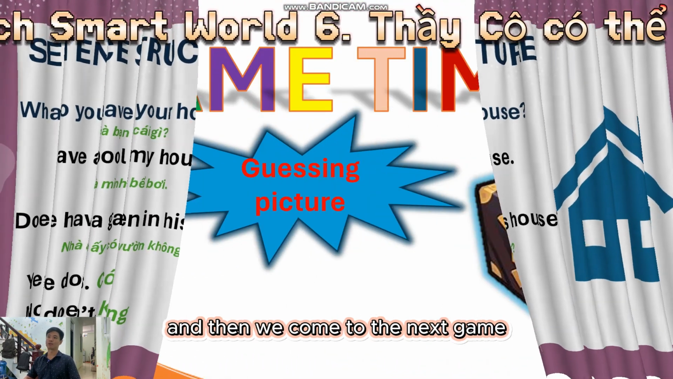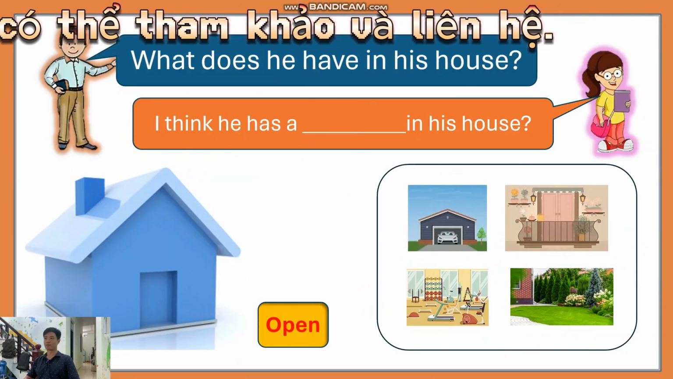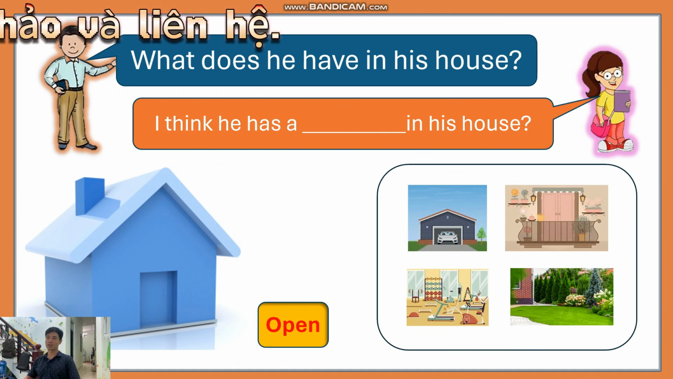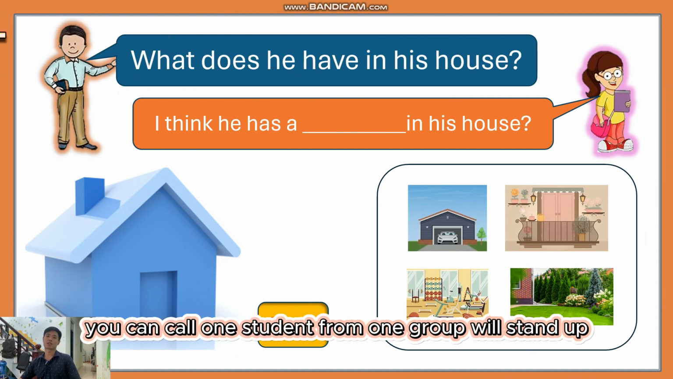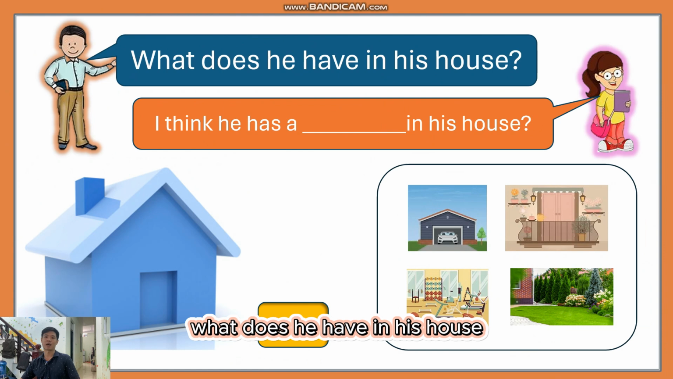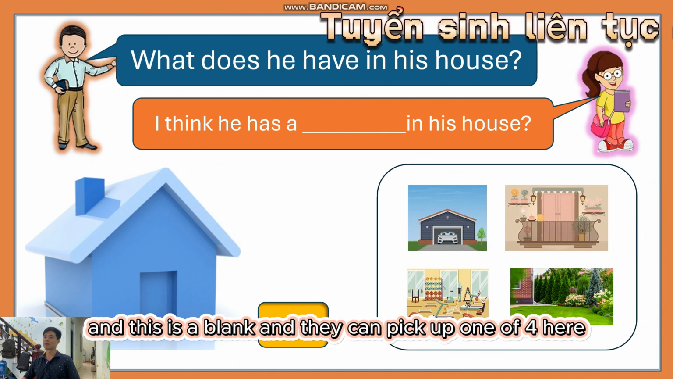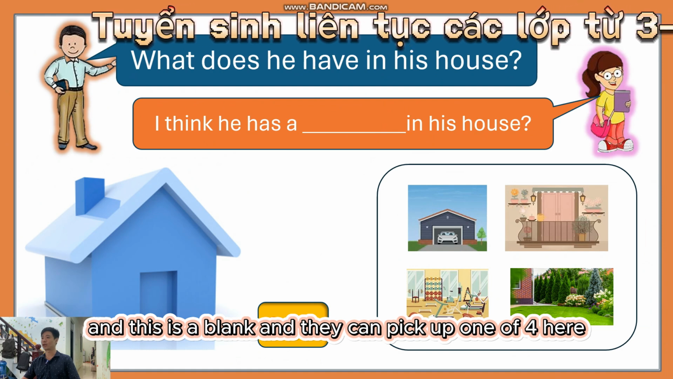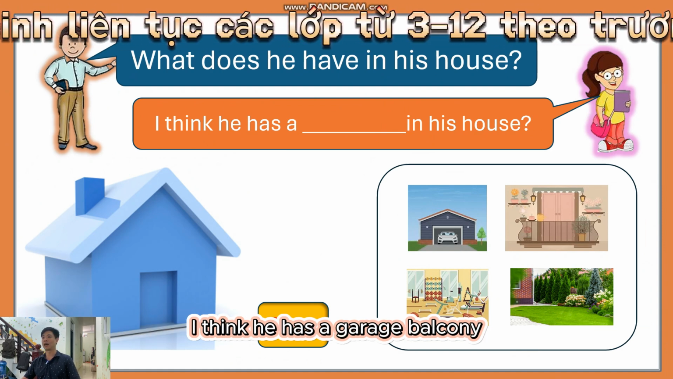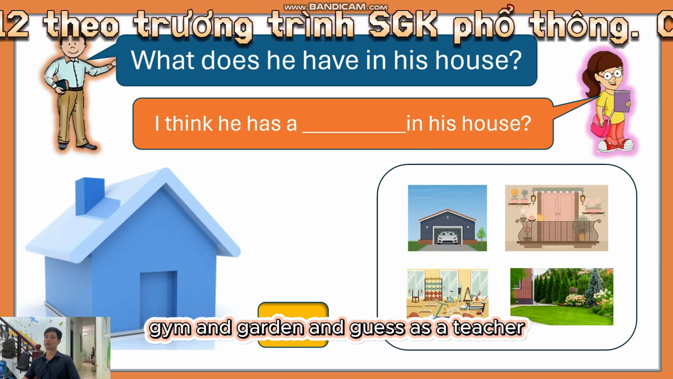And then we come to the next game, and that's the guessing picture. With the guessing picture like this, you can call one student from one group to stand up, and you make the sentence like this: What does he have in his house? And that student will guess. You can give them a model answer with a blank, and they can pick one of four here. I think he has a garage, balcony, gym, or garden.